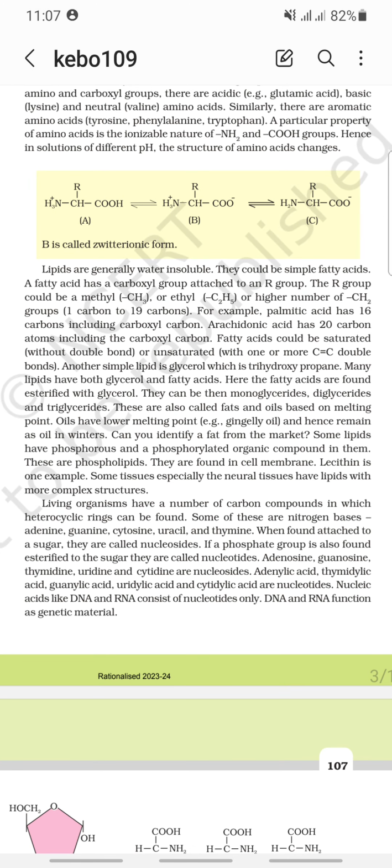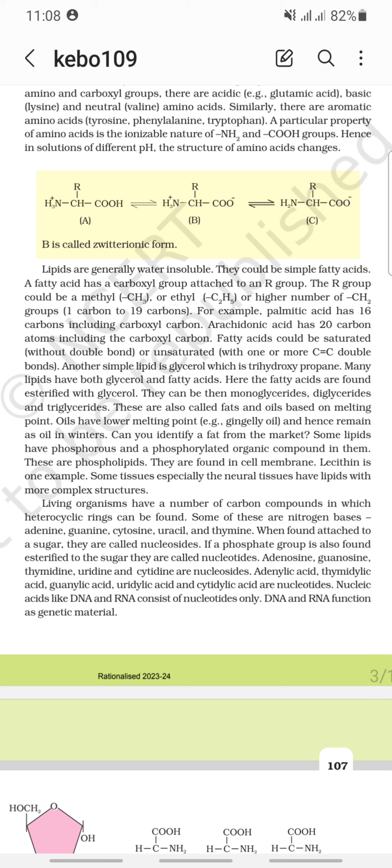Lipids are generally water insoluble. They could be simply fatty acids. A fatty acid has a carboxylic group attached to an R group. The R group could be a methyl CH3, or ethyl C2H5, or a higher number of CH2 groups, from 1 carbon to 19 carbons. For example, palmitic acid has 16 carbons including the carboxyl carbon. Arachidonic acid has 20 carbon atoms including the carboxylic carbon. Fatty acids could be saturated without double bond or unsaturated with one or more C=C double bonds.